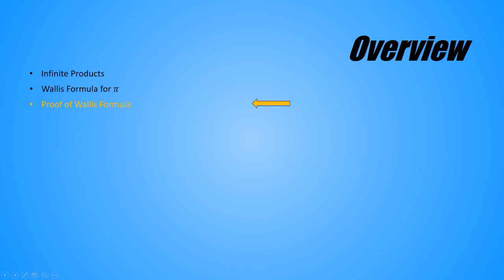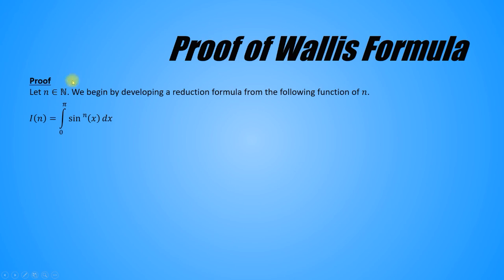In this final segment, I'll prove the Wallis formula. It requires knowledge of Calculus 2, in particular integration by parts. Let n be a natural number. We begin by developing a reduction formula for this function I of n, which is given by the integral from 0 to pi of the nth power of the sine of x dx.